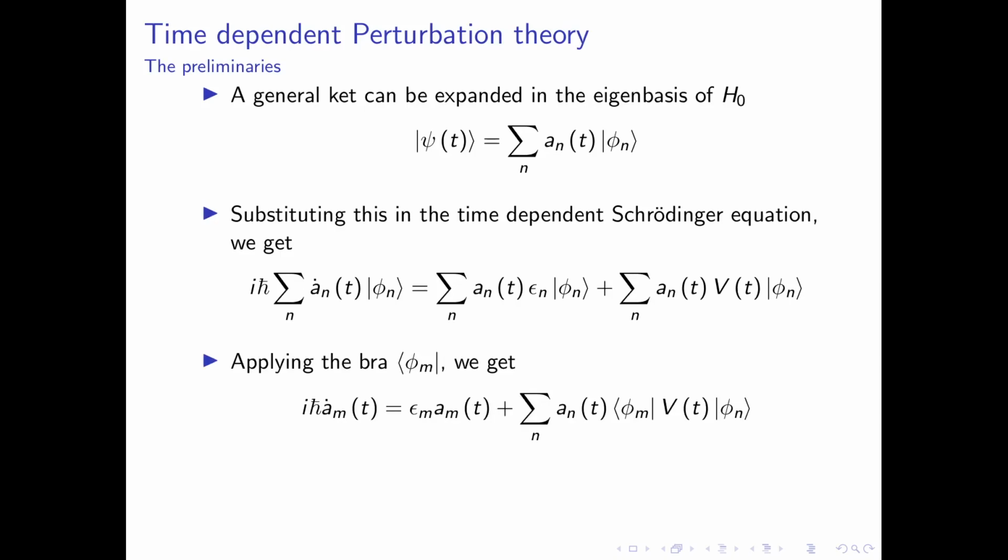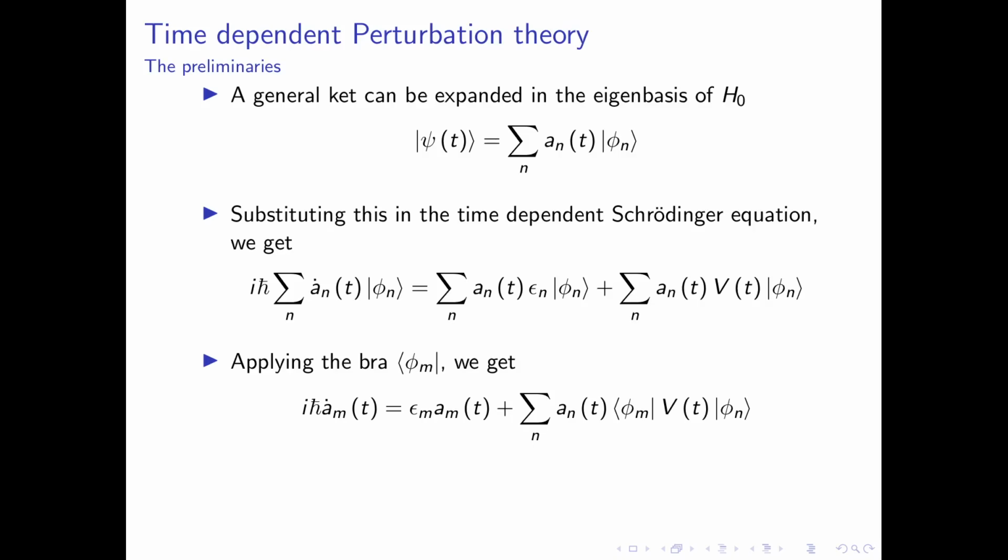The next step would be to convert this set of equations involving vectors into equations involving complex numbers. To do this, we hit both sides of the equation with the bra phi m, where m is some other label, or maybe m could also be n, of course. Now, the fact that phi m and phi n are orthonormal immediately gives us, on the left hand side, iħ times the sum over n of a_n dot of t delta mn. The sum over n now becomes trivial and gives us iħ a_m dot of t, which is what you have on the left hand side.